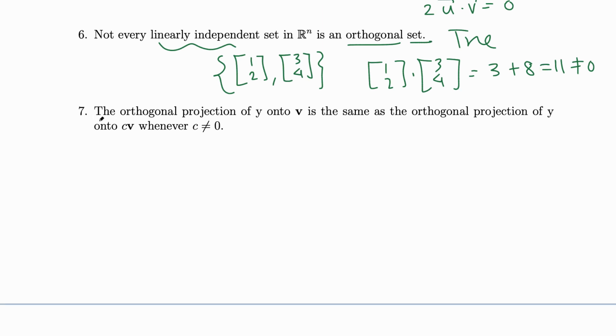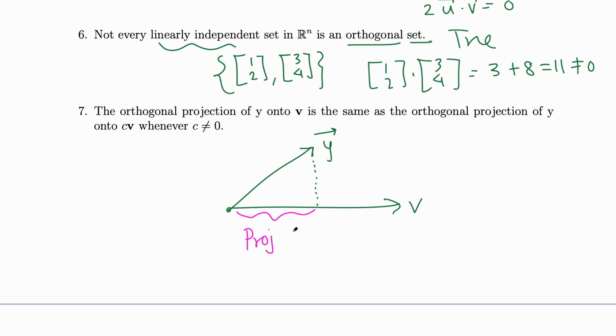Number 7. The orthogonal projection of y onto v. Let's look at it here: here is v, and let's say we have y somewhere. Orthogonal projection means we just drop a perpendicular line. Then that gives us a vector here, and that vector is in fact the projection of y onto v, from here to here. That's the given part. The orthogonal projection of y onto v is the same as the orthogonal projection of y onto CV, where c is not equal to 0.